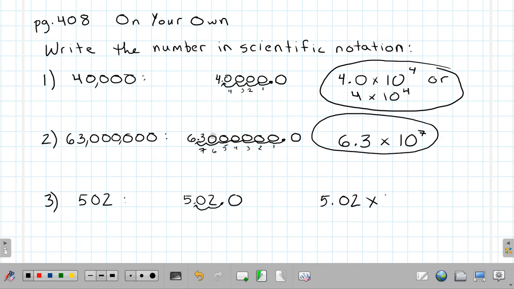5.02 times 10. And in this case, we moved it 2 places. So it's either going to be a positive 2 or a negative 2. But once again, we're starting off with a fairly big number here. 502 is a bigger number. So that means we're going to have our exponent be a positive 2, because we want to make this 5.02 bigger. In reality, what you want to do is compare this 5.02 with the 502. And if it's smaller than the 502, you want to make the exponent positive so you can make that number bigger.